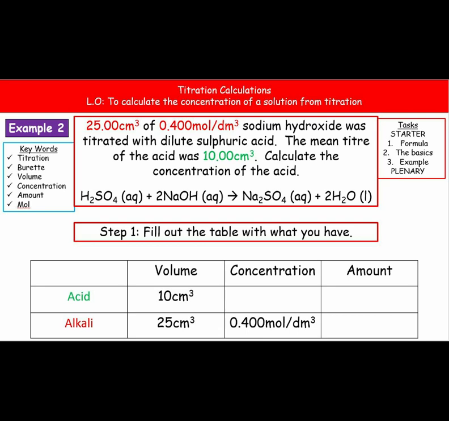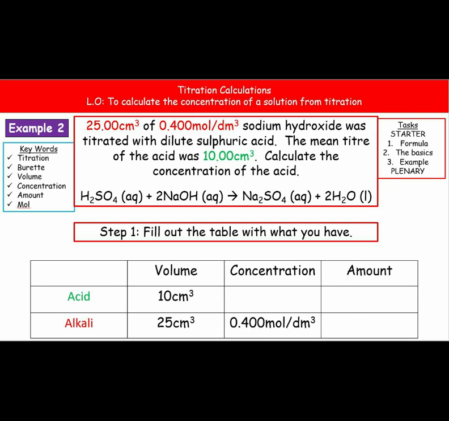Now what we've got here is 25 centimeters cubed of 0.4 mole per decimeter cubed sodium hydroxide was titrated with dilute sulfuric acid. The mean titer of the acid was 10 centimeters cubed. Calculate the concentration of the acid. And again we've got our balanced symbol equation there for the reaction.